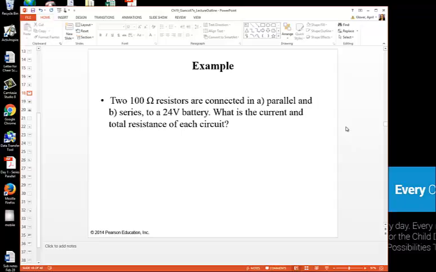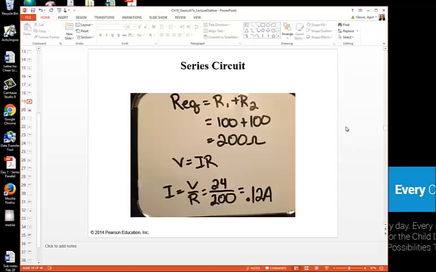So for the first one, to find your series circuit, to find your REQ, you just add them up, R1 plus R2. So 100 plus 100 gives you 200, and then you're just going to use that Ohm's law from last time. V equals IR, where I equals V over R then, so 24 divided by 200 gives you 0.12 amps. Okay, and that current that you got will also be the current through each of the 100 ohm resistors, since your current is the same everywhere in a series circuit.